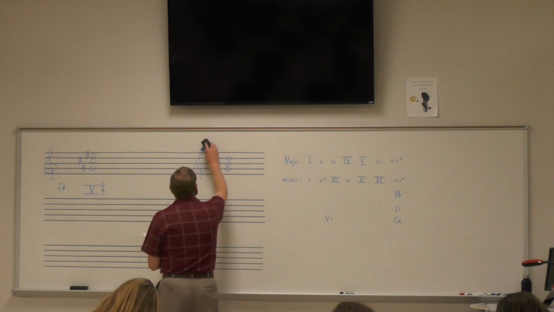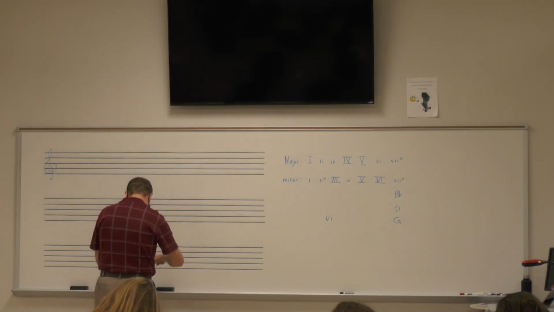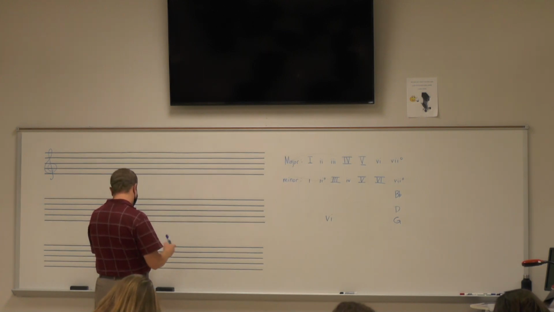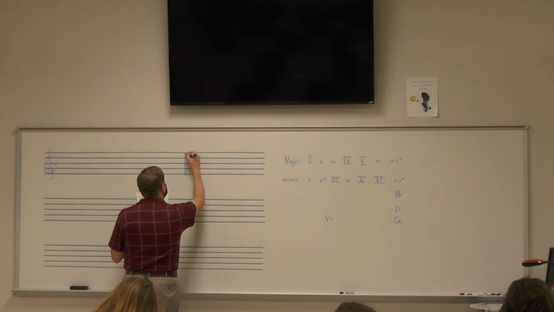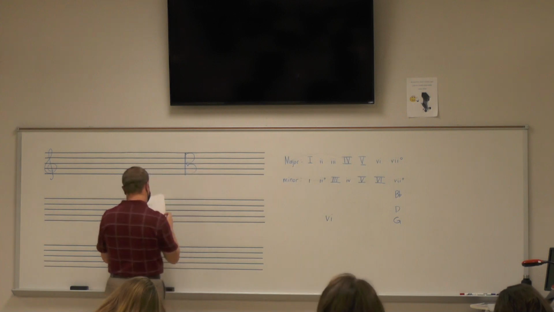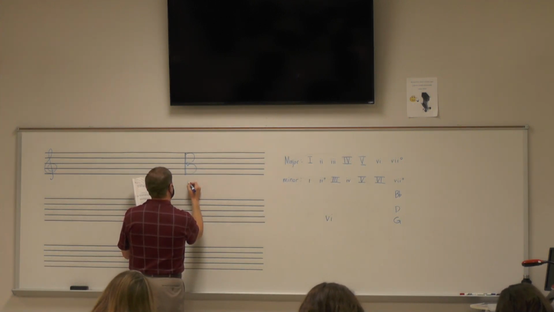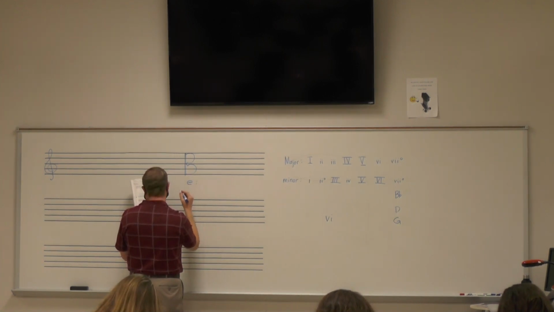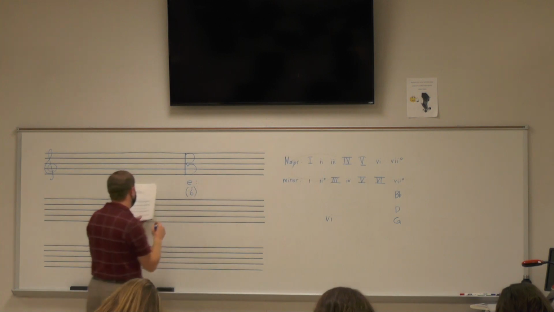Okay, we're using the alto clef. And we are told to use the context of the key of E minor. And we're supposed to build the triad in root position on scale degree 6.